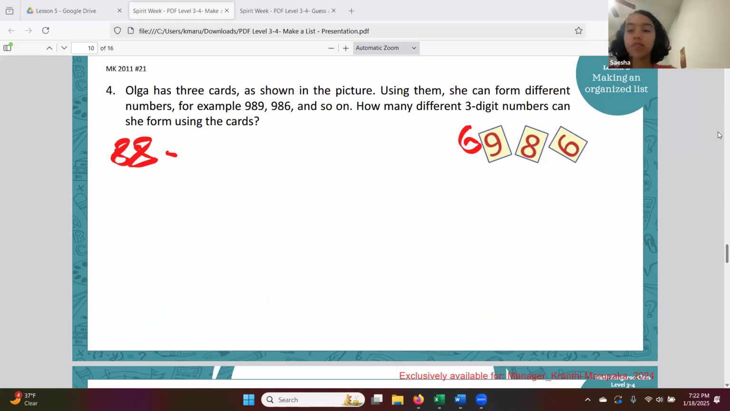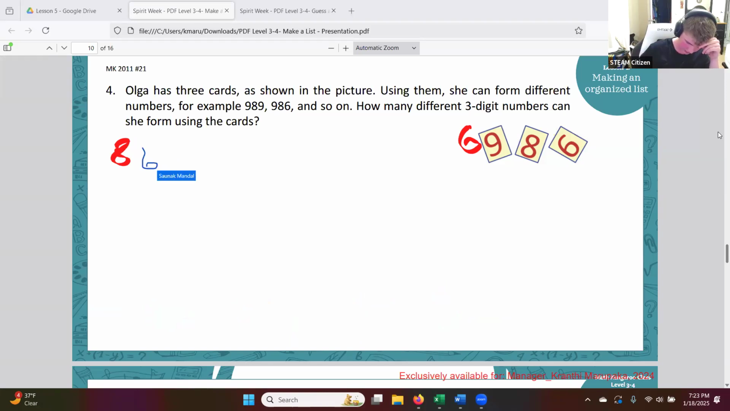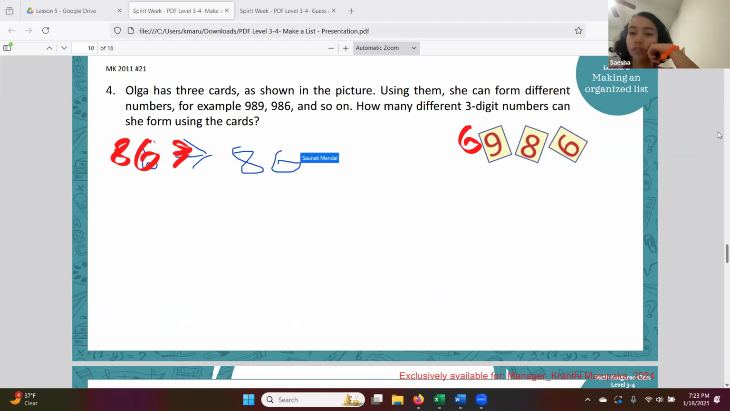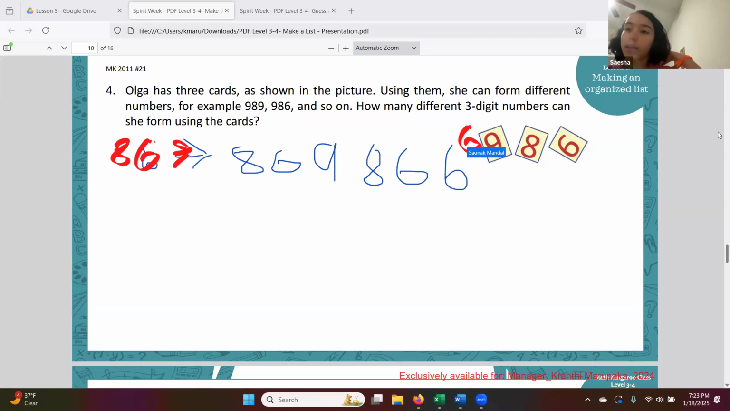Yeah, that's impossible. It hit me suddenly at that moment, of course. So then that would be 8 6. So yeah, 8 6, which would then convert into 8 6 9 and 8 6 6. Making our number of possibilities 8 so far.